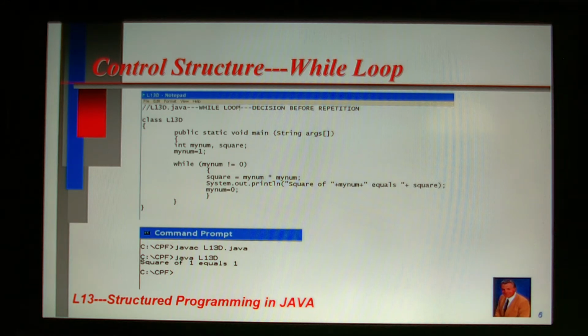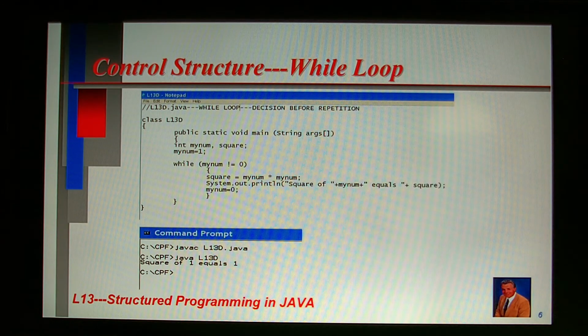Okay, let's take a look at the structure of the while loop control structure, namely while, left paren, minum exclamation equals 0, right paren, left brace, square equal minum asterisk minum semicolon, system.out.println, left paren, double quote, square of double quote, plus minum, plus double quote, equals double quote, plus square, right paren, semicolon, minum equals 0 semicolon, right brace. First the while loop header part, while, left paren, minum exclamation equals 0, right paren. Here the termination decision of the while loop is made.